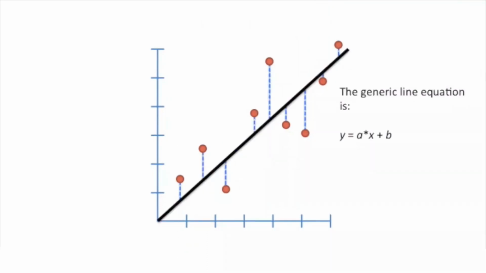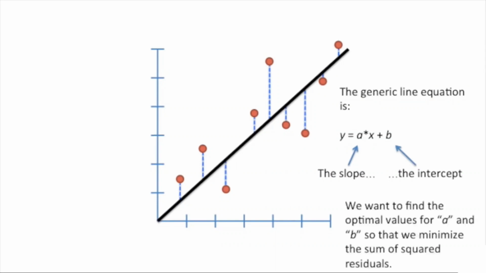Now, if we look into a generic line, a generic line equation is y equals ax plus b, or you can say y equals mx plus b. Someone can say theta 1 x plus theta 2. All of it is the same, right? b is your intercept, a is your slope, and y is the value which you want to find out, or we rather call it the dependent variable, right? We want to find the optimal values of a and b so that we minimize the sum of squared residuals.